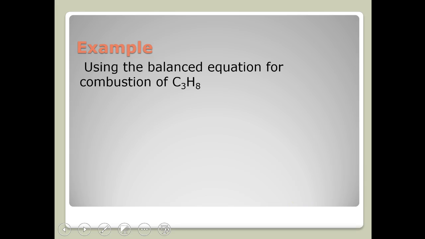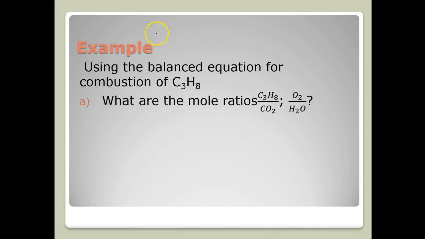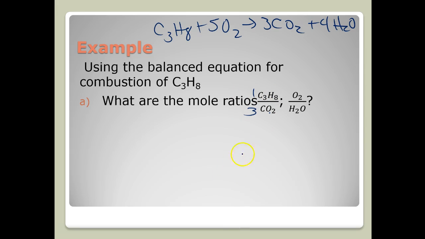There we go. All right, so using the balanced chemical equation for the combustion of C3H8, we had C3H8 plus 5 oxygens goes to 3 CO2s and 4 waters. What are the mole ratios of C3H8 to CO2? Well, 1 C3H8, 3 carbon dioxides. Oxygen to water, 5 oxygens to 4 waters. And it's just that simple.